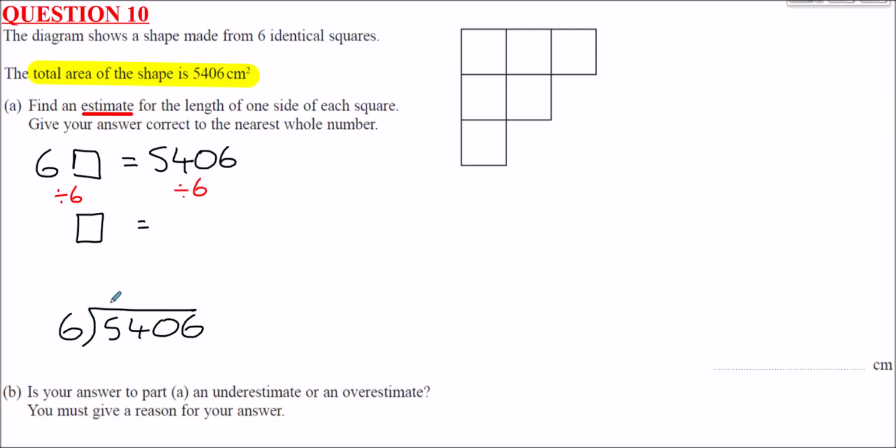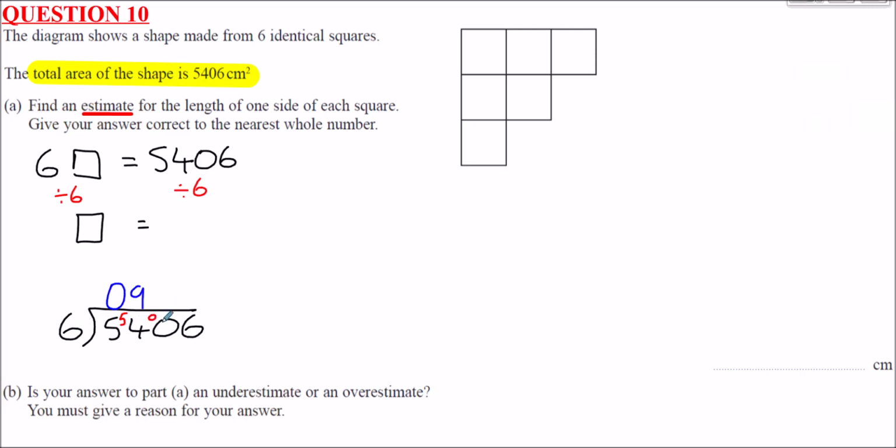So 6 into 5 does not fit, so that 5 is still left over. That 5 is a remainder, which we shove on to the next number. So 4 now becomes 54. So how many times does 6 now go into 54? Well, 6 times 9 is 54, with no remainder. So that 0 has no remainder to put next to it.